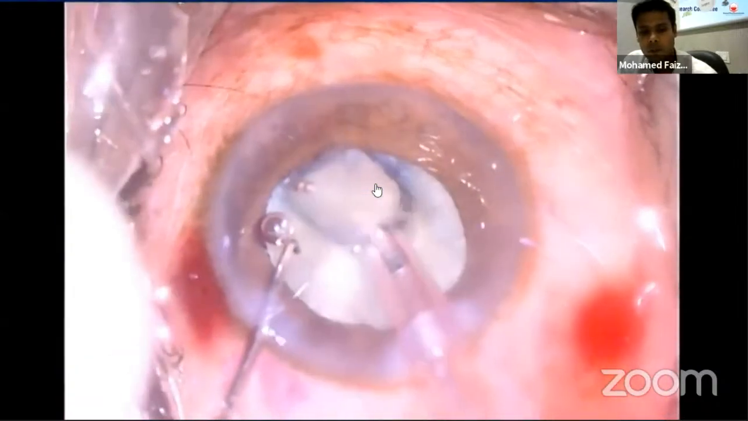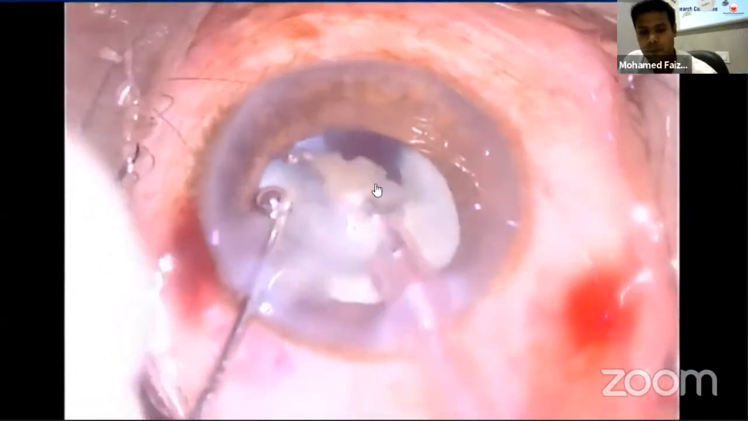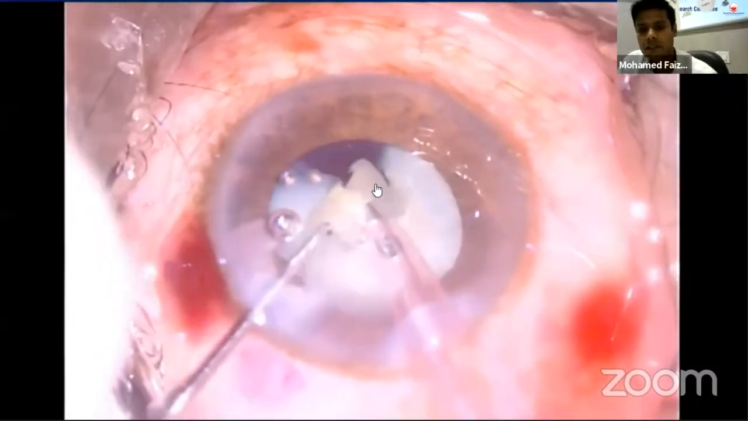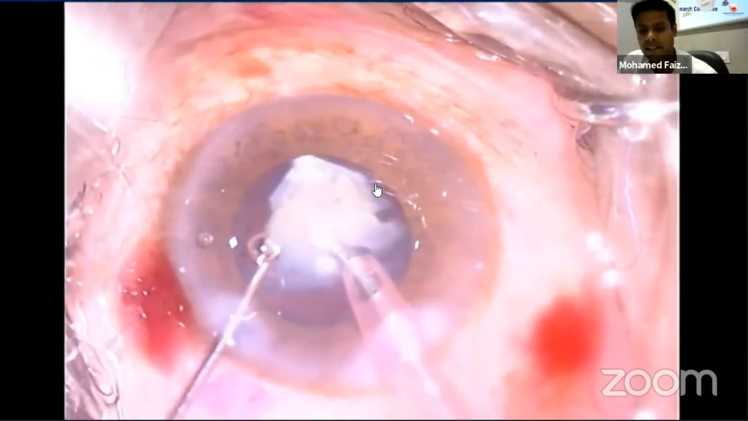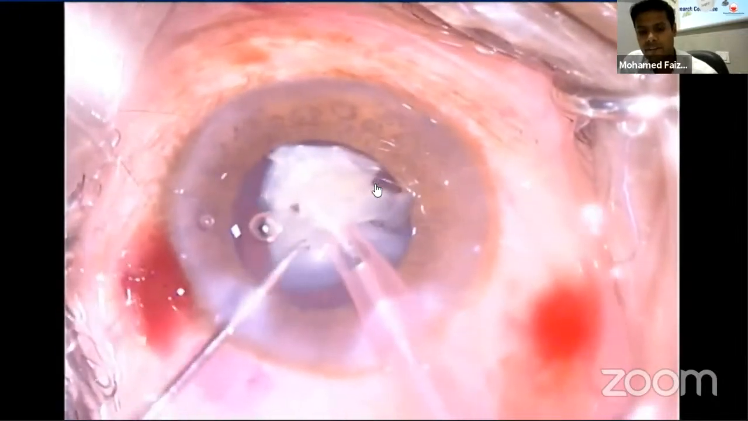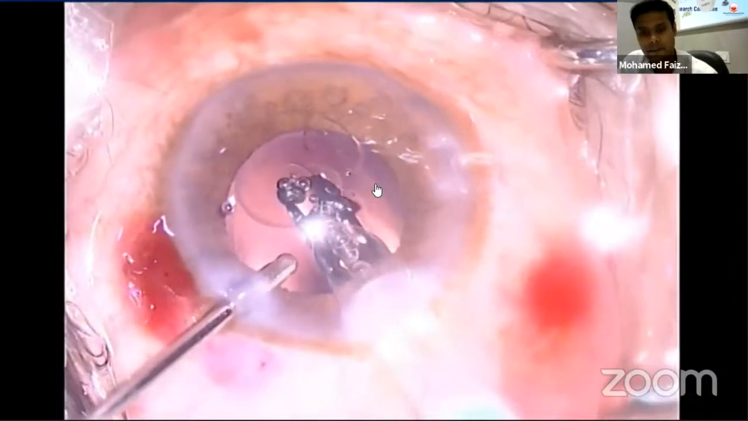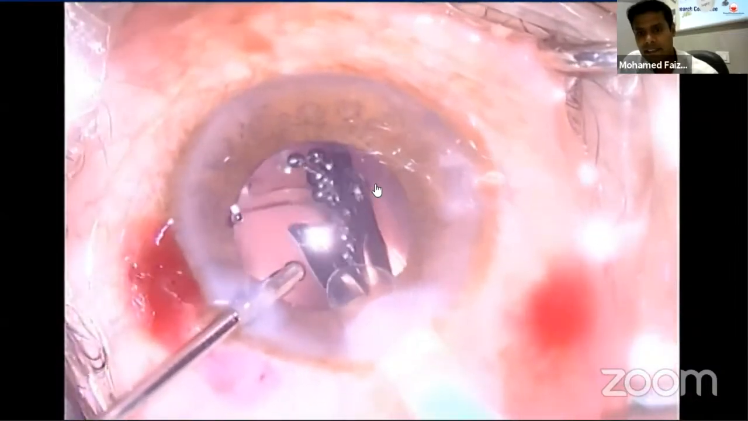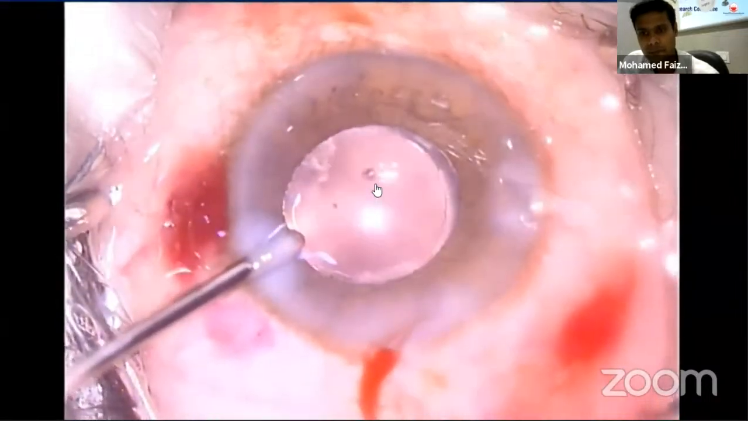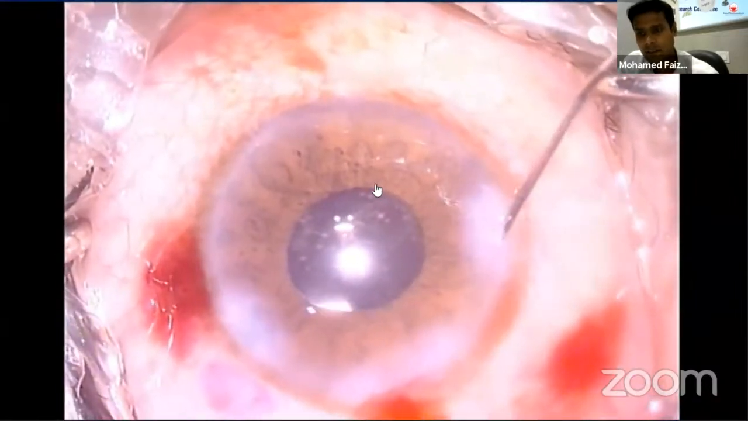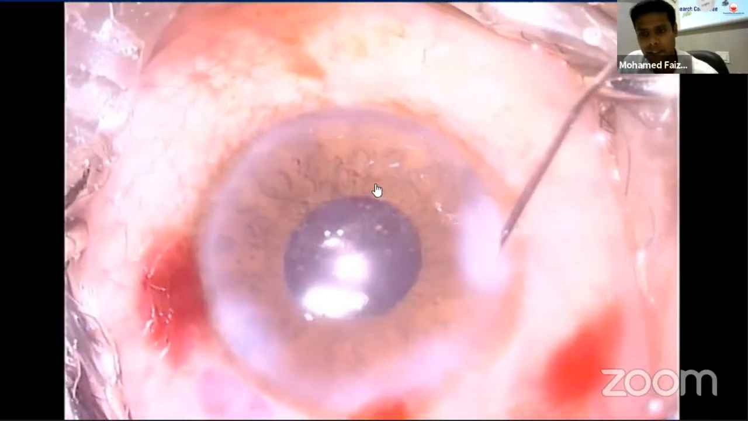Next is quadrant removal. Now the aspiration rate and the vacuum are increased to better draw the nucleus quadrant into the tip. Once the quadrants are in the center, they are emulsified and aspirated. In this case, as the pupil was of average size, I didn't go for a pupil expander or iris retractor, and the case went very well.